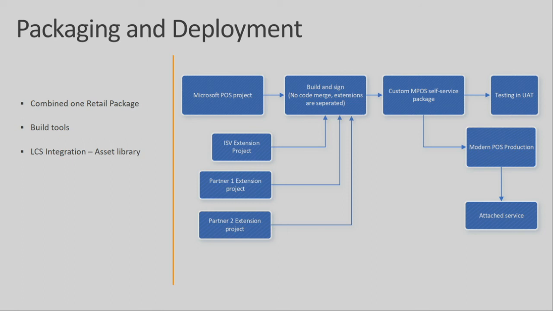To deploy to production, you will upload that to the asset library in LCS, and then whichever environment you want to apply to, just go to your environment, click apply, and it will automatically deploy this latest package. I showed only the modern POS here, but this package can include all your retail server customization, CRT, and hardware station. All of those can be included in this package, and then you can generate the build.